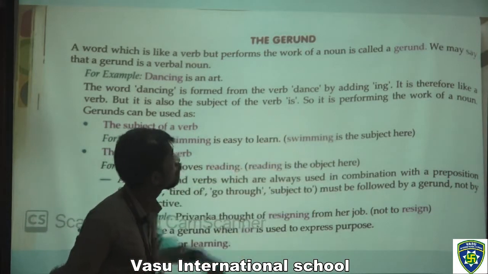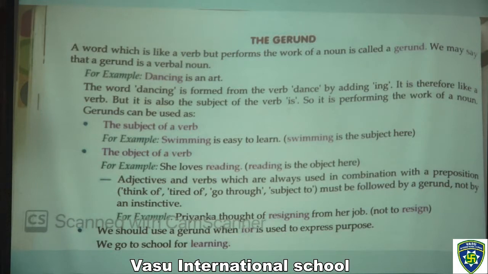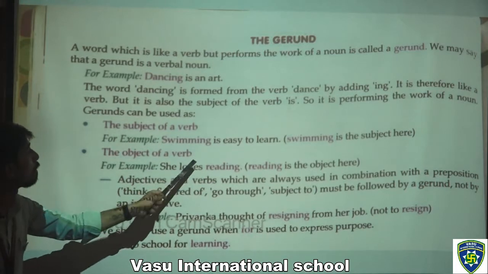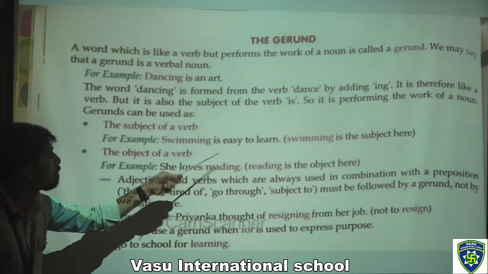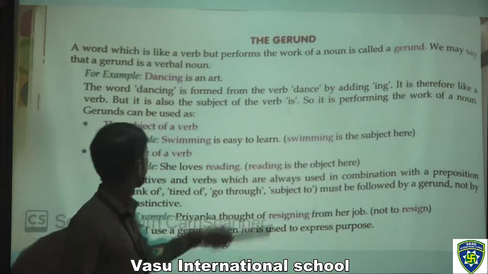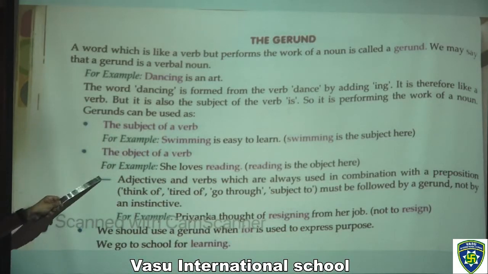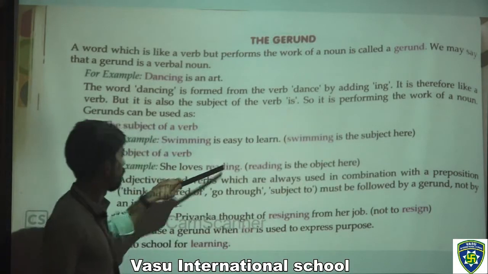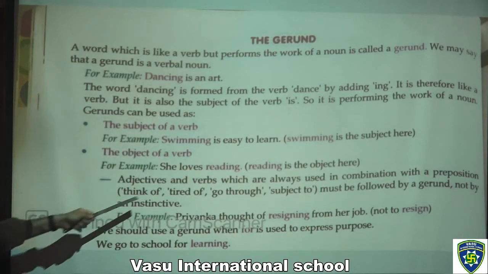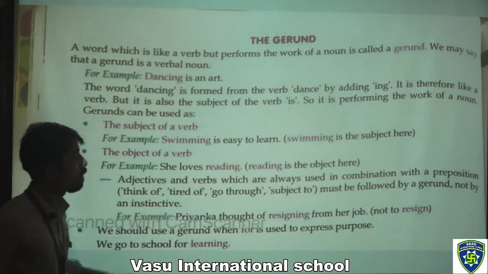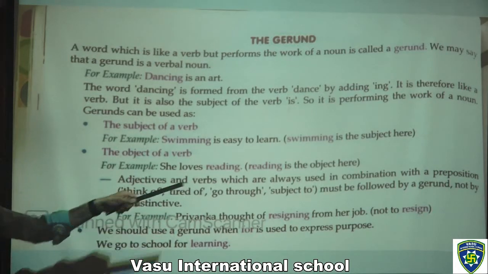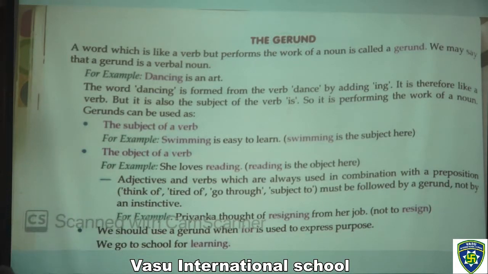So when performing the work of a noun, gerunds can be used as the subject of a verb. For example, swimming, we are adding ing here, is easy to learn; swimming is the subject here. The object of a verb, for example, she loves reading; reading is the object here. Adjectives and verbs which are always used in combination with a preposition, like think of, tired of, go through, subject to, must be followed by a gerund, not by an infinitive.